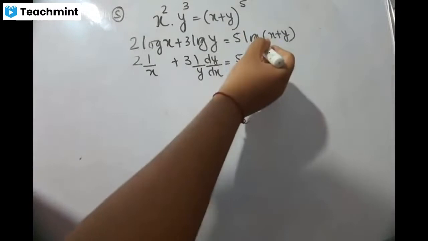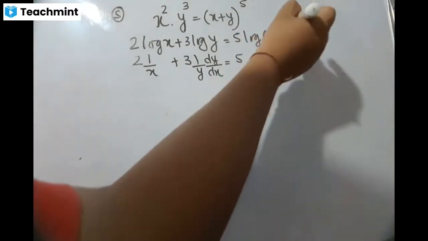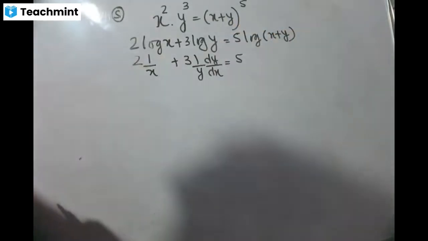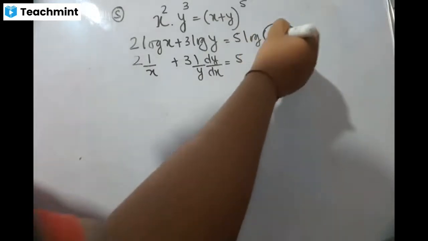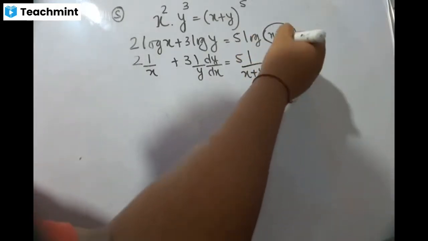Now look here carefully. Look at this. What is usually with log? It's x. But here it is x plus y. So we don't know the formula for this. So this type of function is called a composite function. So what do we do? We assume this part as x. So what is the derivative of log x? 1 by x. But this is just an assumption.